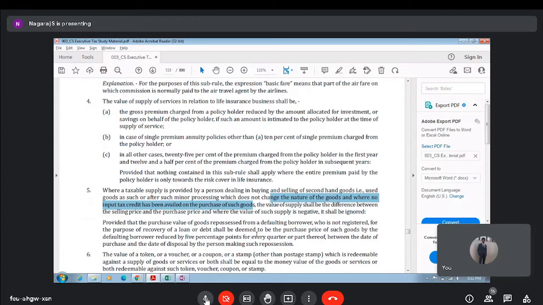If there is no ITC available, put the hyphen: value of supply will be selling price minus purchase price.